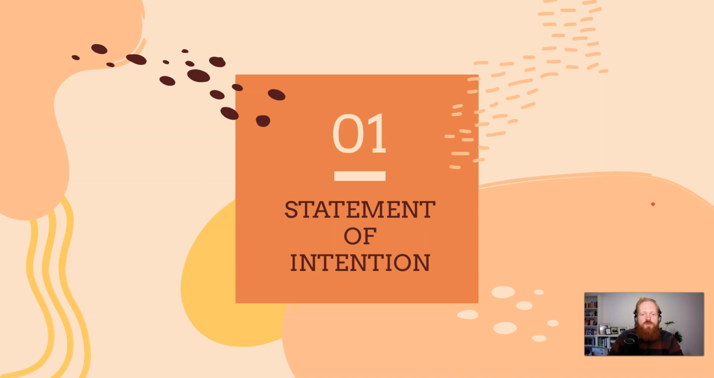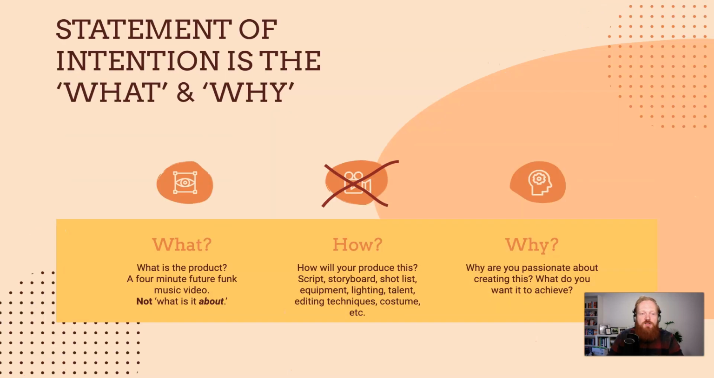So first of all, statement of intention, and this is one that people do get confused about, and the thing that trips people up the most is they think they need to talk about the story, and that's not correct. So a statement of intention, when we think about our folio, you need to explain what the product is, how you're going to make it, and why you're making it. And the statement of intention really summarizes the what and the why. So what is the product?